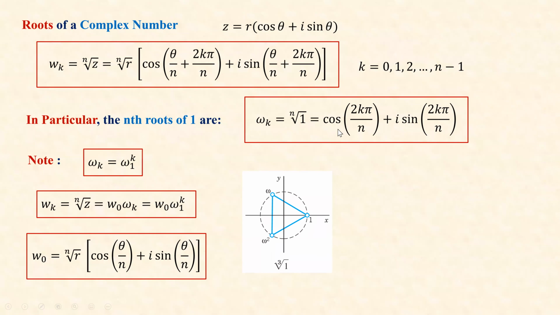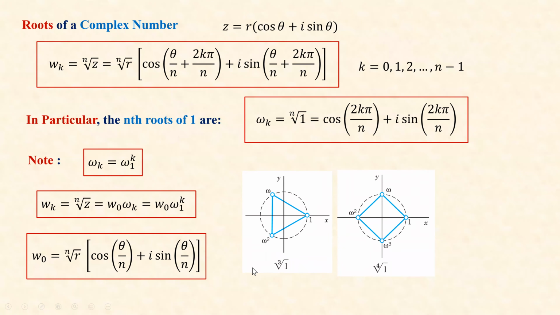And then omega 1 will be cosine of 2 pi over 3 plus i sine of 2 pi over 3. That would be this point. And if you square that, you get this point. If you cube that, you get back to this point. And then another example is the 4th root of 1. The first one is 1. The second one is i, and then i squared, i cubed, and 1.